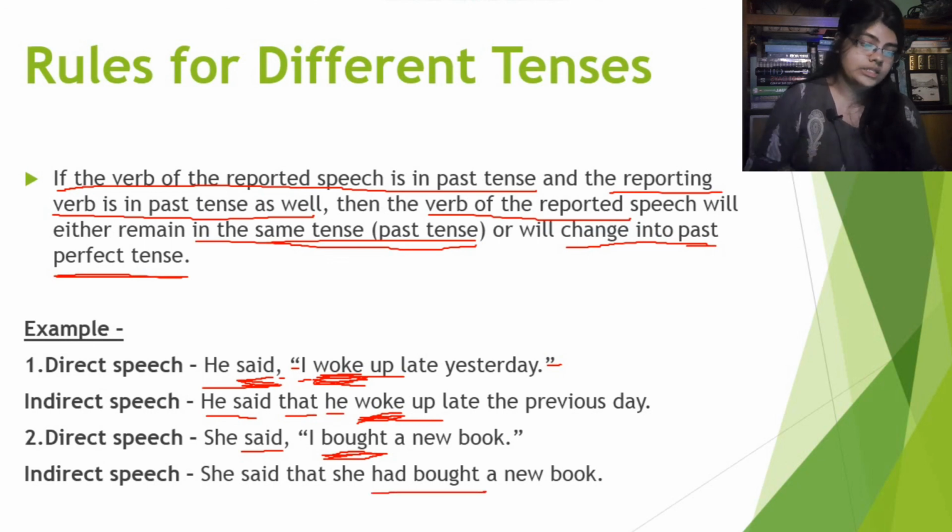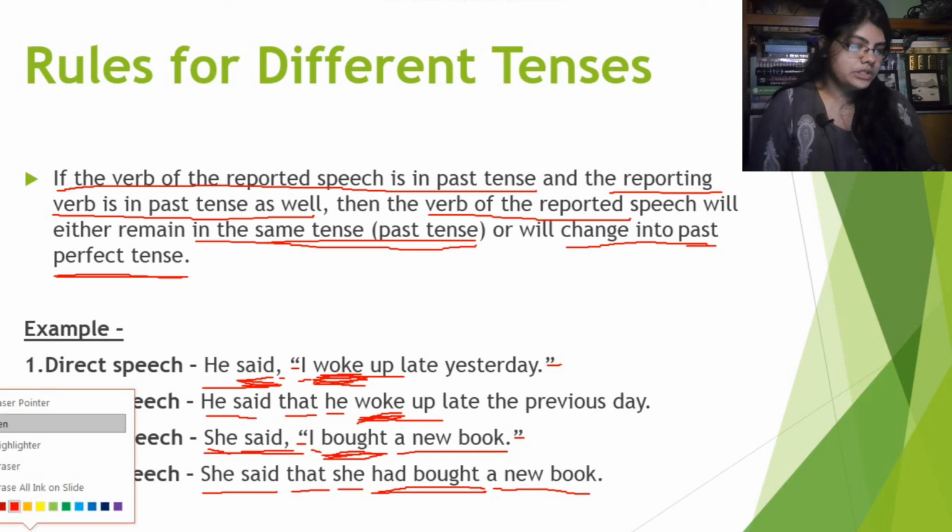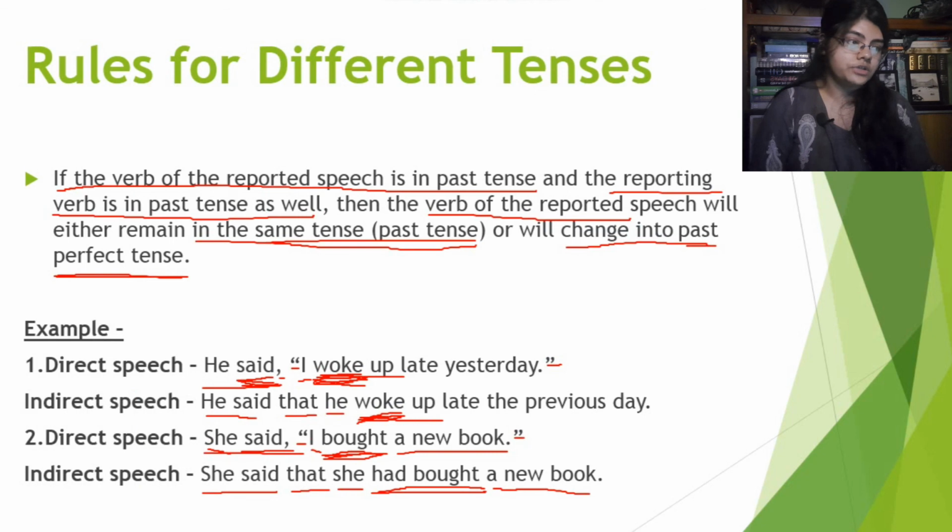Now let's see the whole example. "She said," comma will be replaced by that. The inverted commas will not be used. I will be she, because the speaker is she. Bought will be had bought, because bought is past tense. Bought will be changed into its past perfect tense. Now the rest of the portion, a new book, will be a new book. So that was all about the rules of different tenses in case of narration change.